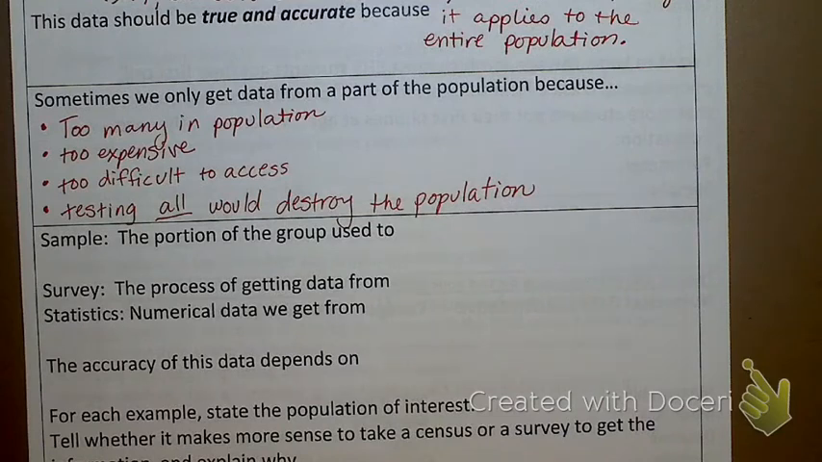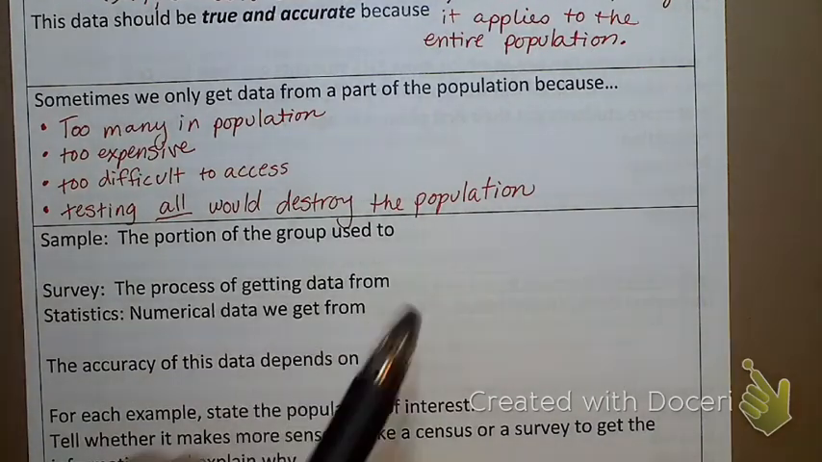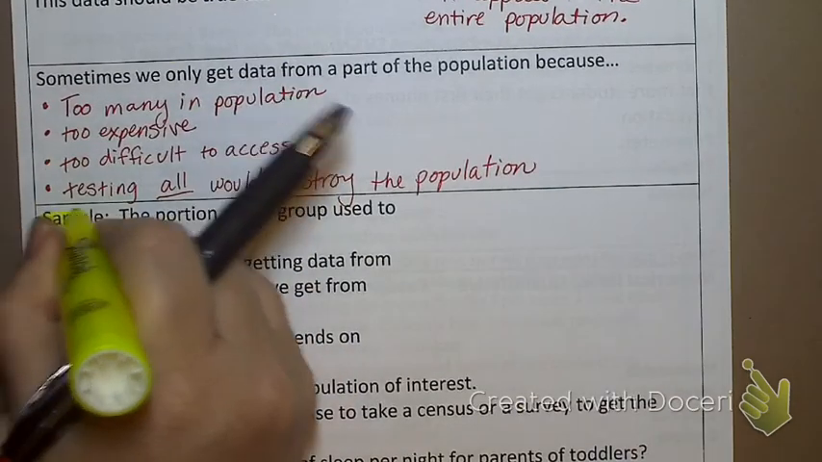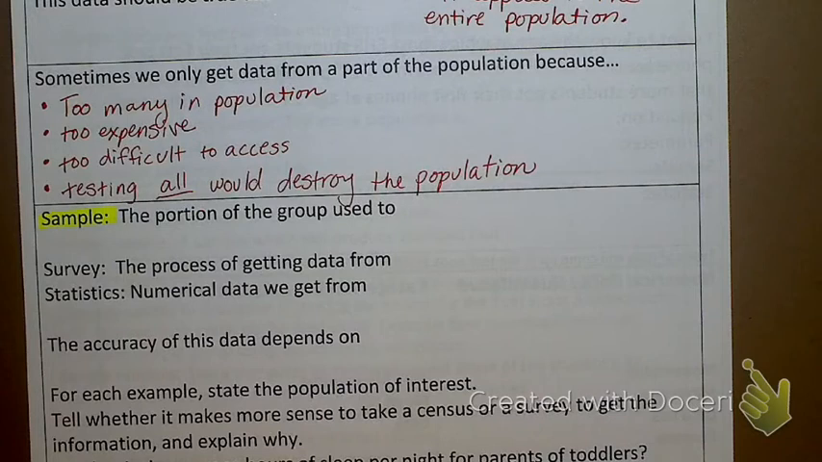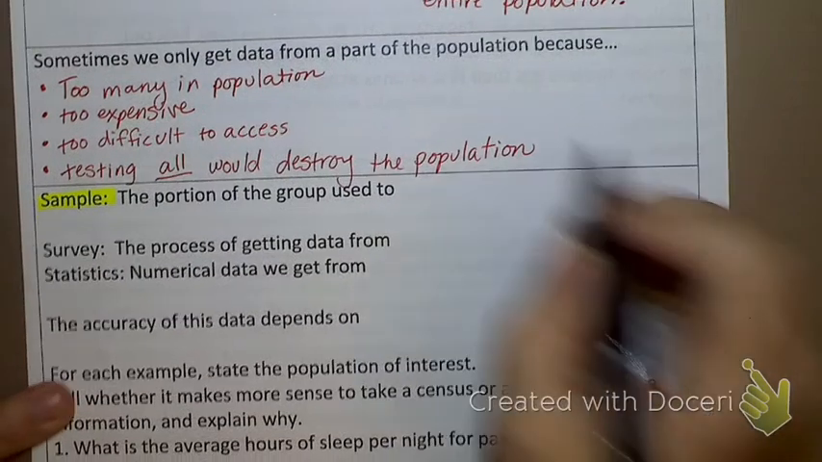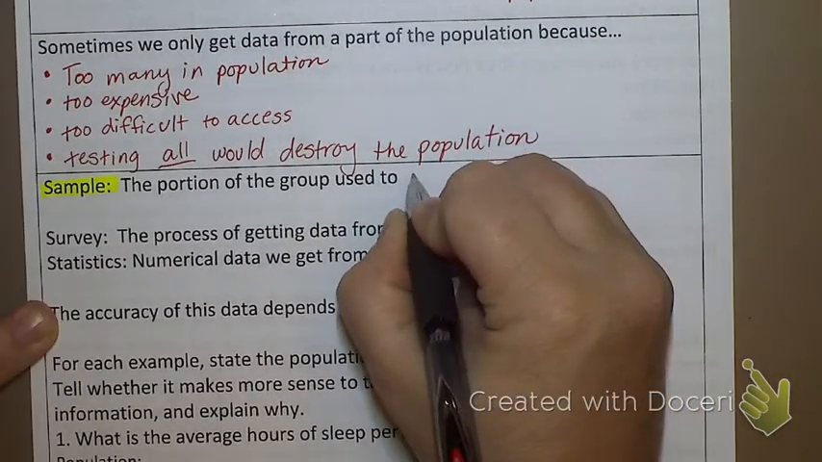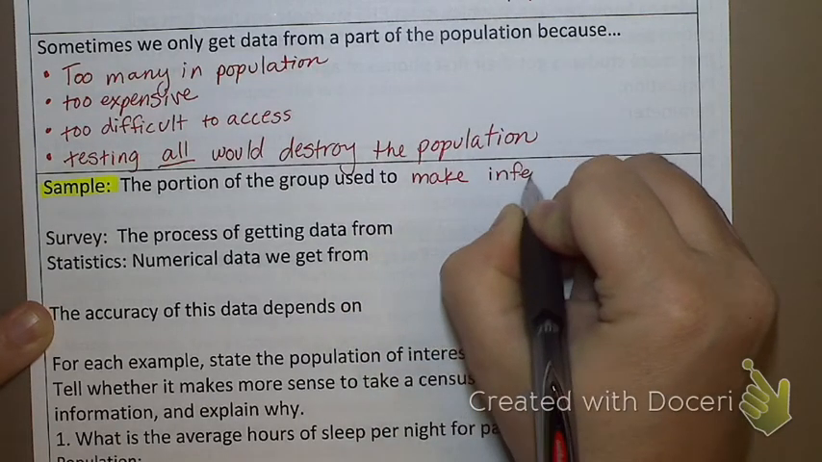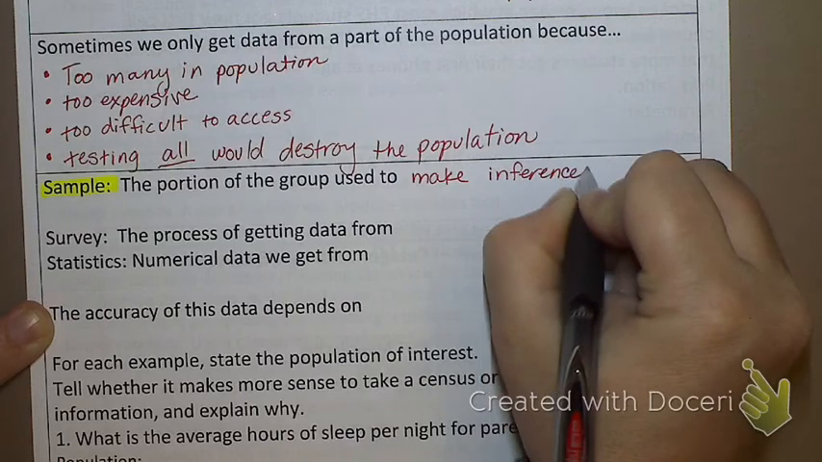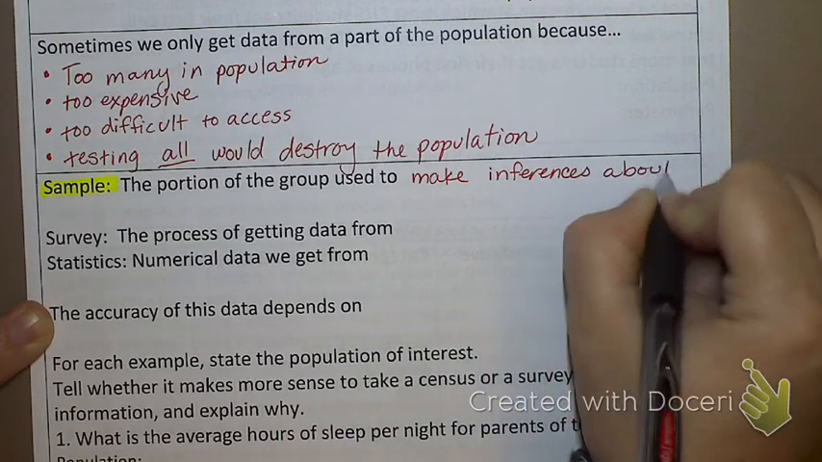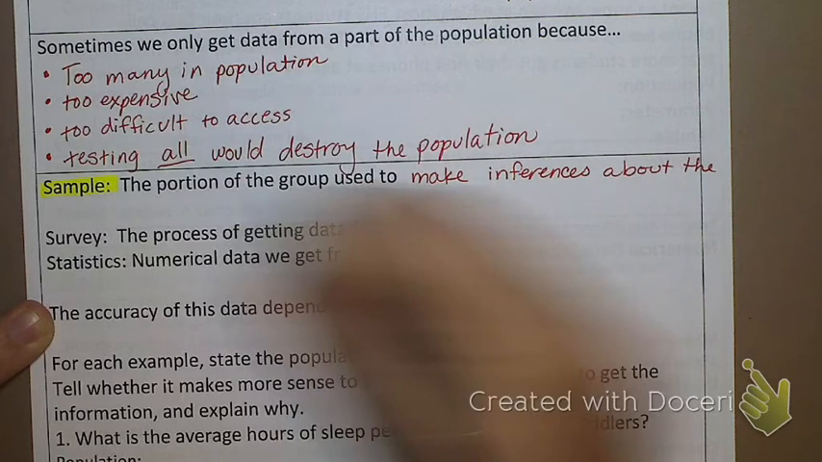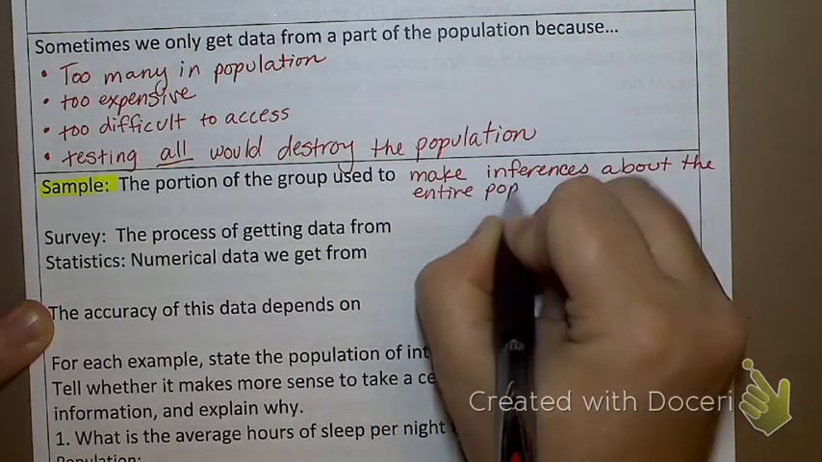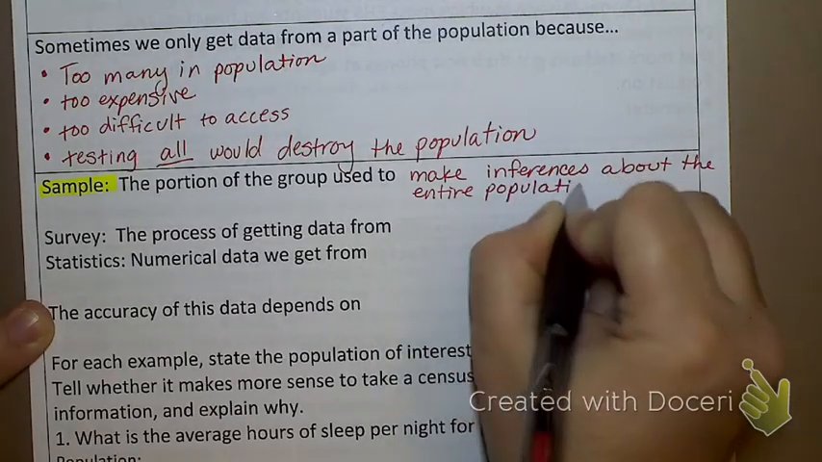Okay? So what do you do if you don't have a population, or if a population isn't reasonable to talk about? Then we talk about something called a sample. A sample is a portion of the group used to make inferences about the entire population that you want to know about.